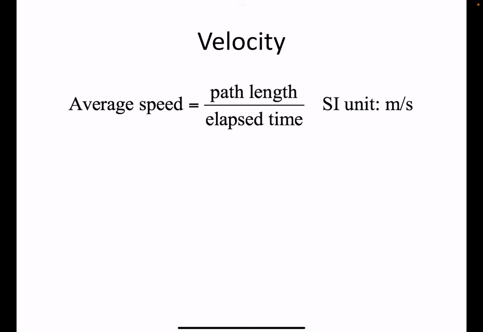A positive velocity means moving in the positive direction. A negative velocity means moving in the negative direction.